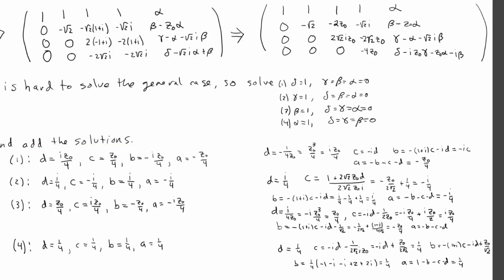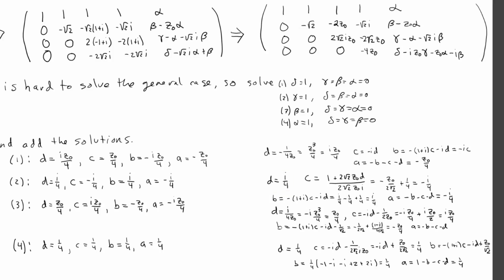Now we have 3 other cases that we have to do. They're basically all the same. The algebra is kind of painful. I have written down for you each of the different steps. So in this case, we're going to set gamma equals 1 and all the other terms equal to 0. That's going to affect the fourth and the third rows of the equation. We find when we plug that in, we're going to get d is equal to i over 4.